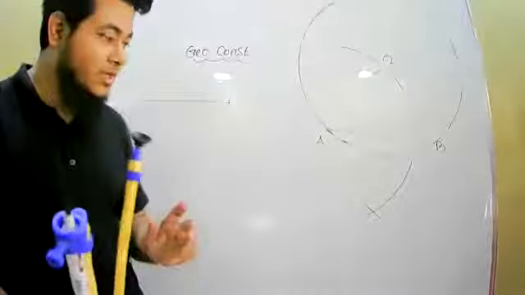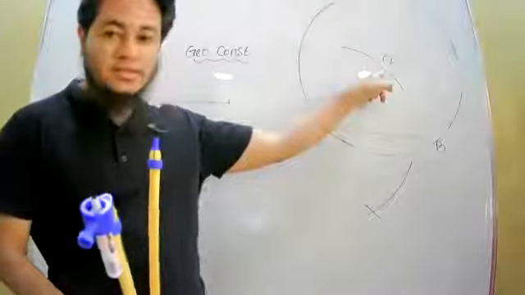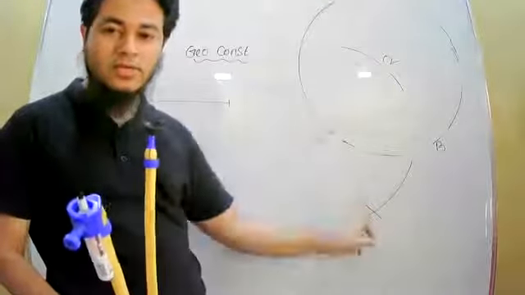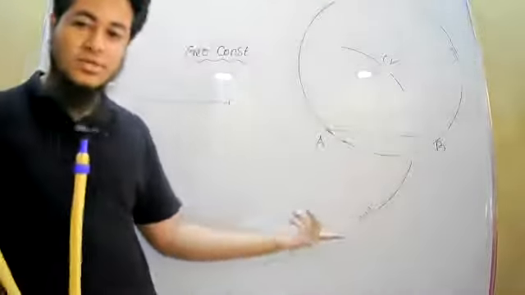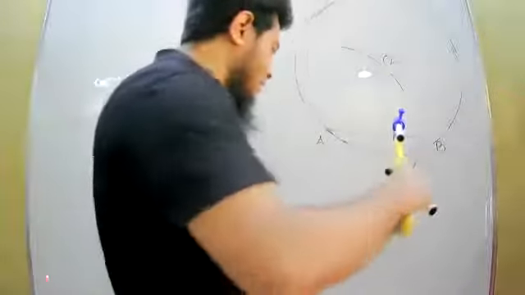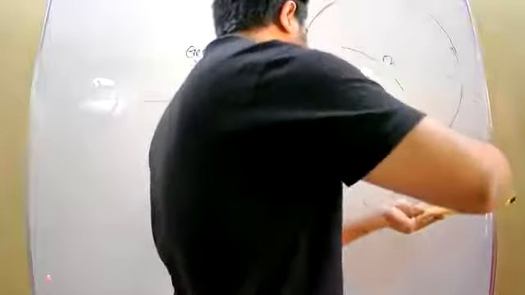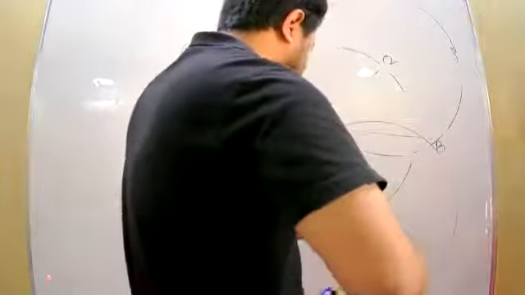You can say that, sir, you have taken that point as a center. Why did you not take this one? If you want, you can take this one also as the center and you can draw another circle. Let me show you. So we can take this one as the center also and we can draw another circle.